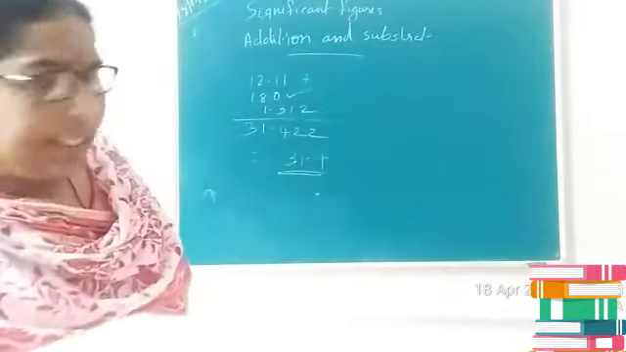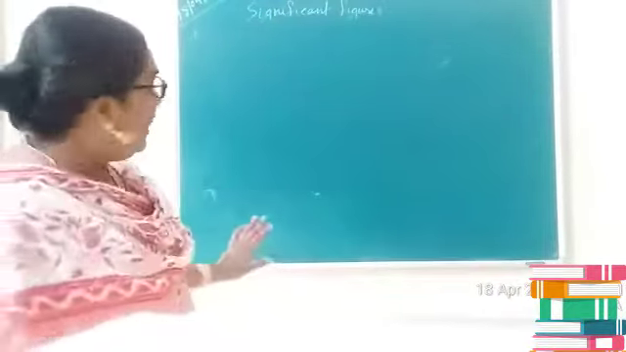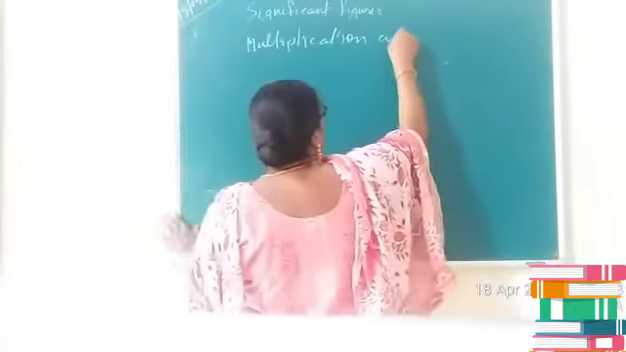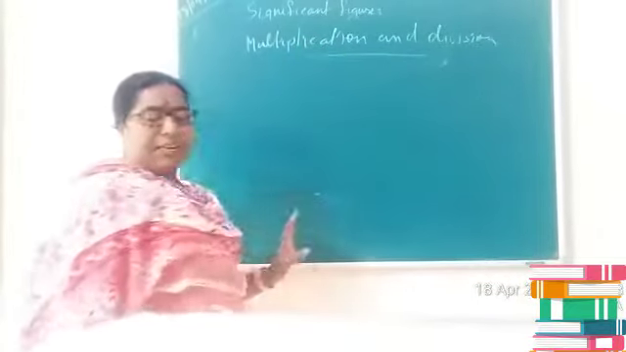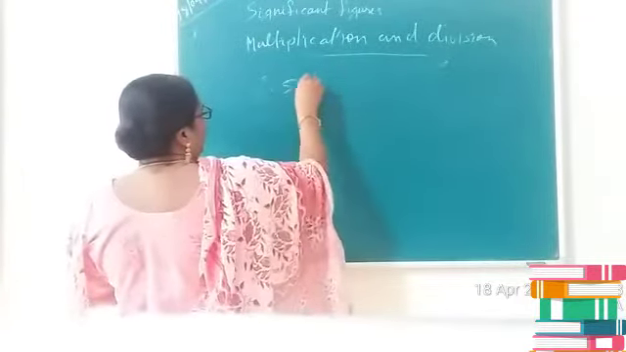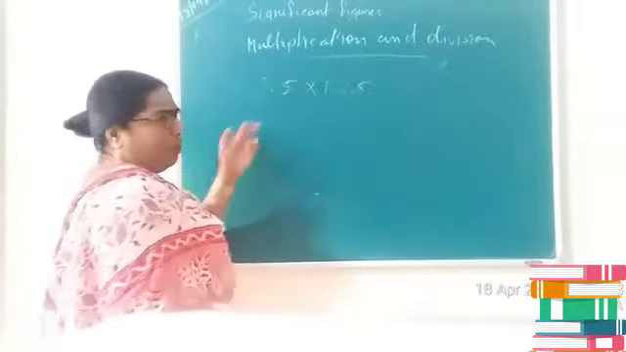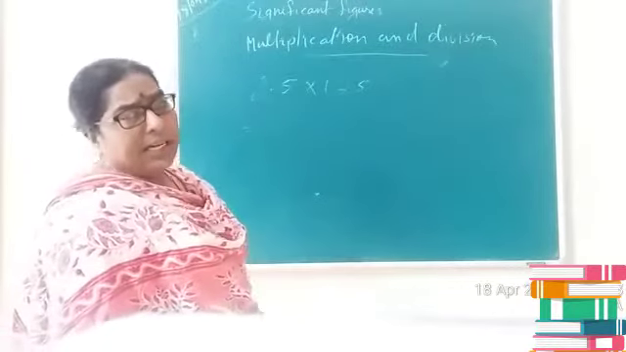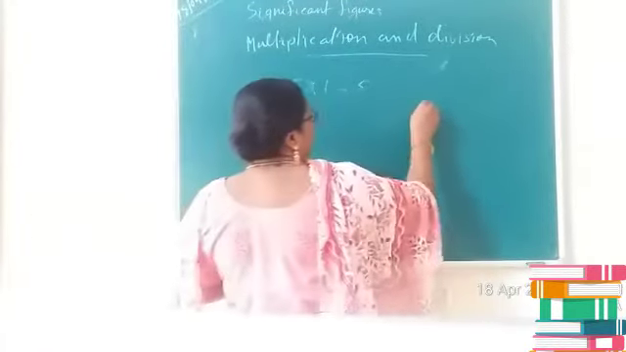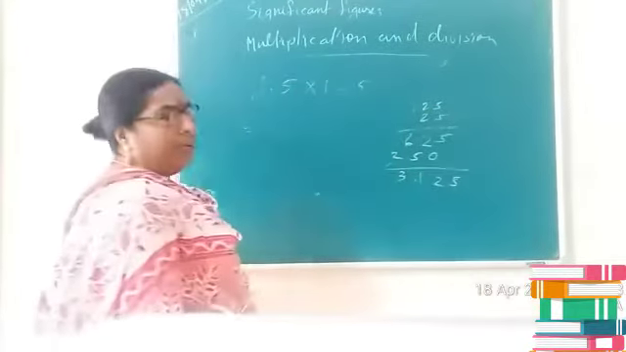Suppose you consider multiplication and division. Here, whatever be the number of digits, the number having the least number of significant figures will be considered. Suppose you consider the multiplication of 2.5 into 1.25. To find out the number of significant figures, you can first find the product, or even without that you can calculate the number of significant figures. In this case, first let us simplify it. The answer will be 3.125.